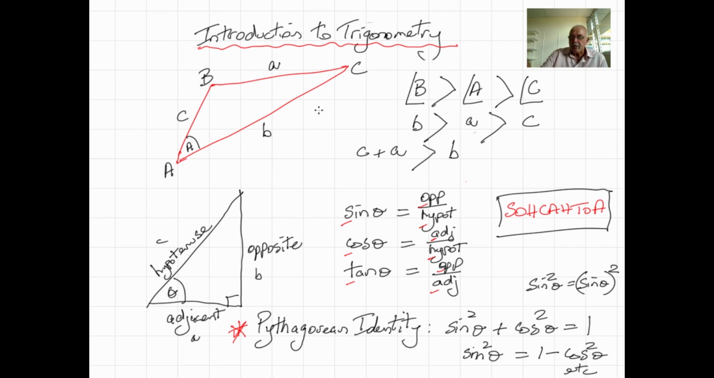So we've introduced basic concepts of triangles and also looked at the three basic trig ratios and the Pythagorean identity.